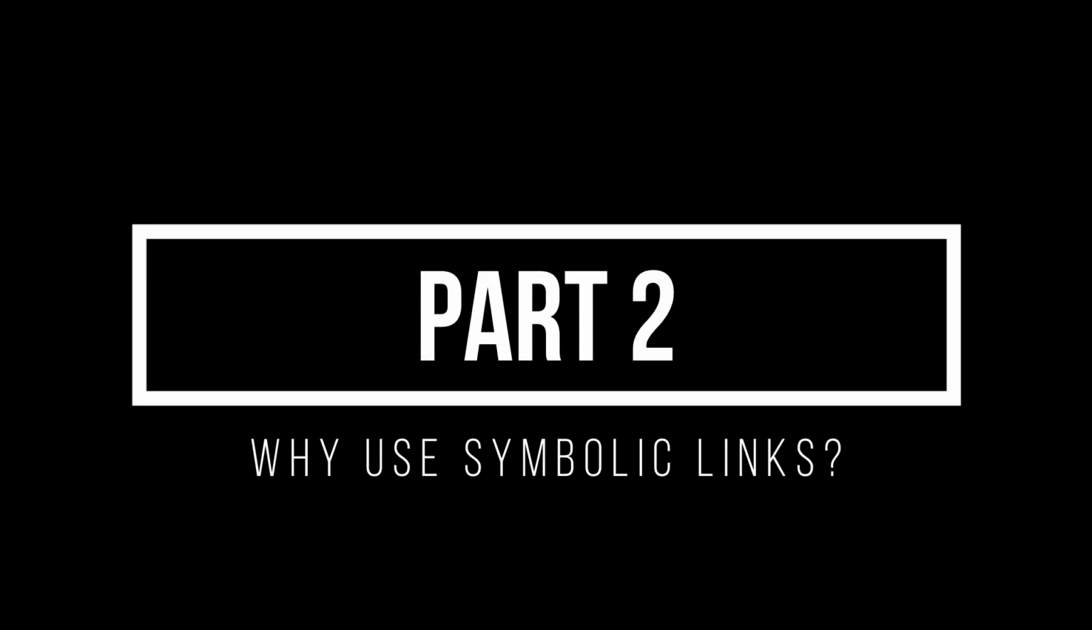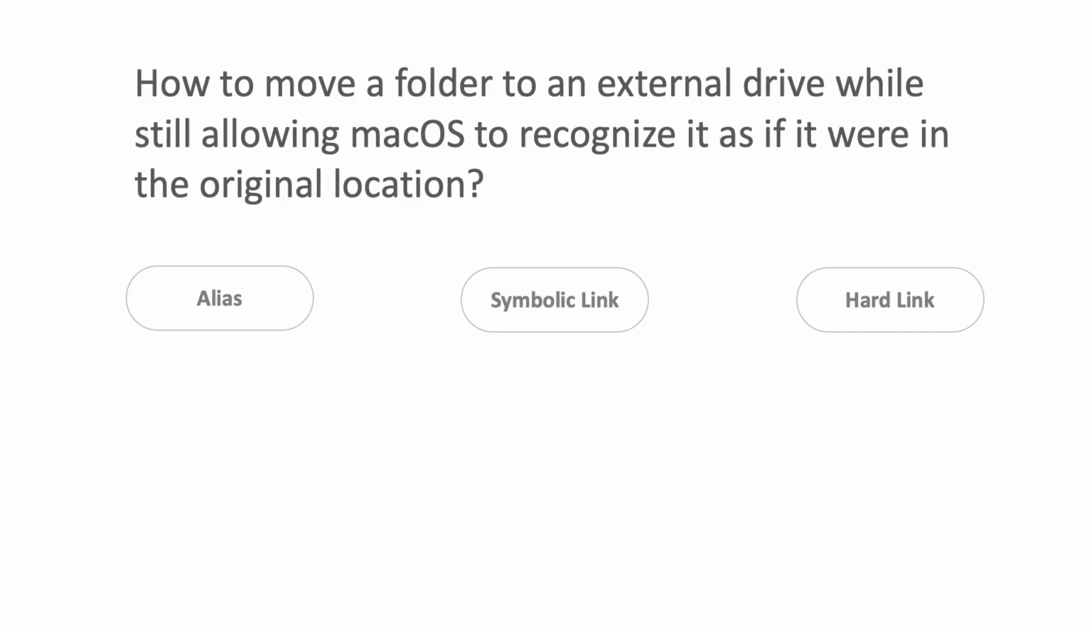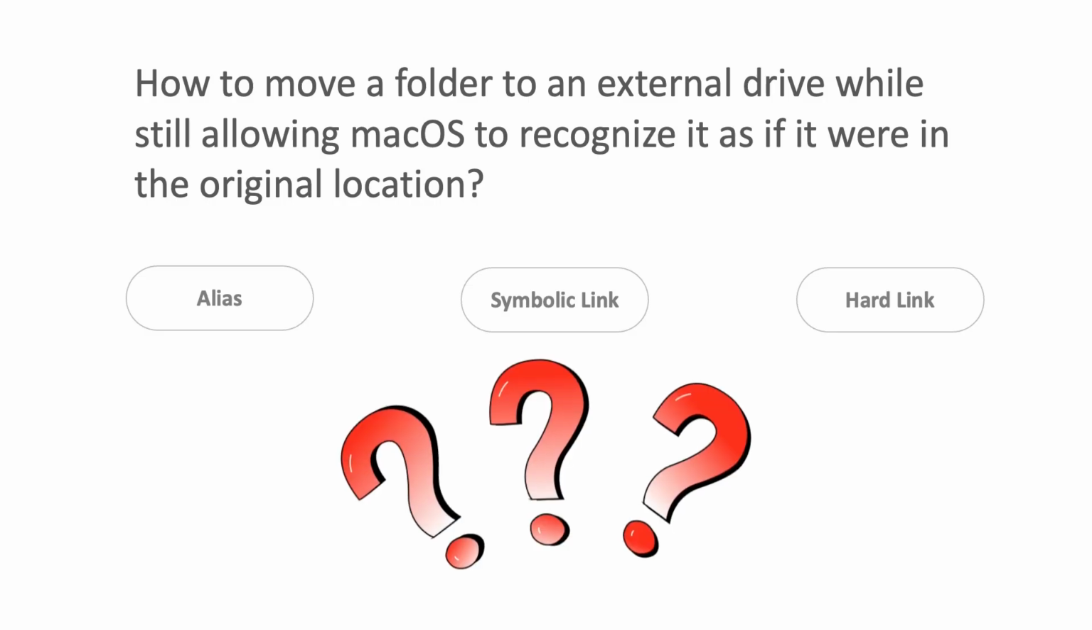Why use symbolic links? So, now let's get to our main question. How can we move a folder, like the Downloads folder, to an external drive, while still allowing macOS and applications to recognize it as if it were in the original location? Our three potential options are A. Alias, B. Symbolic link, soft link, C. Hard link. Based on what we've learned in the previous section, which option would you choose?